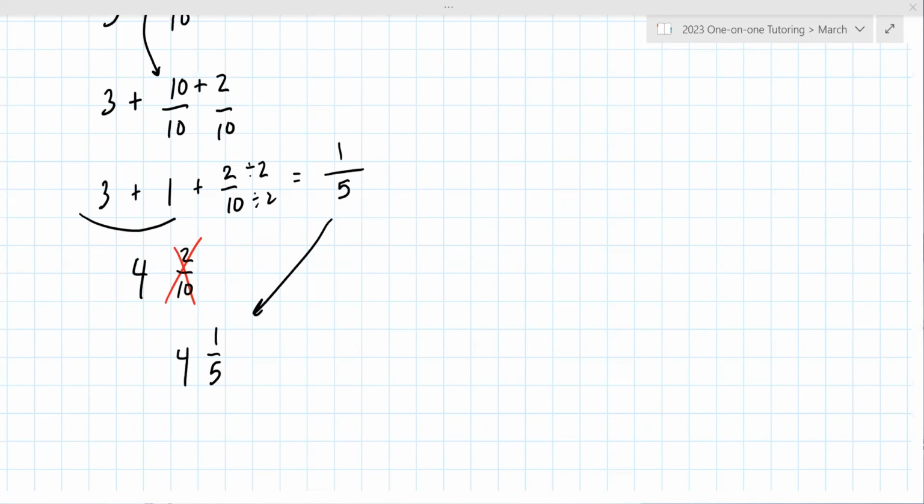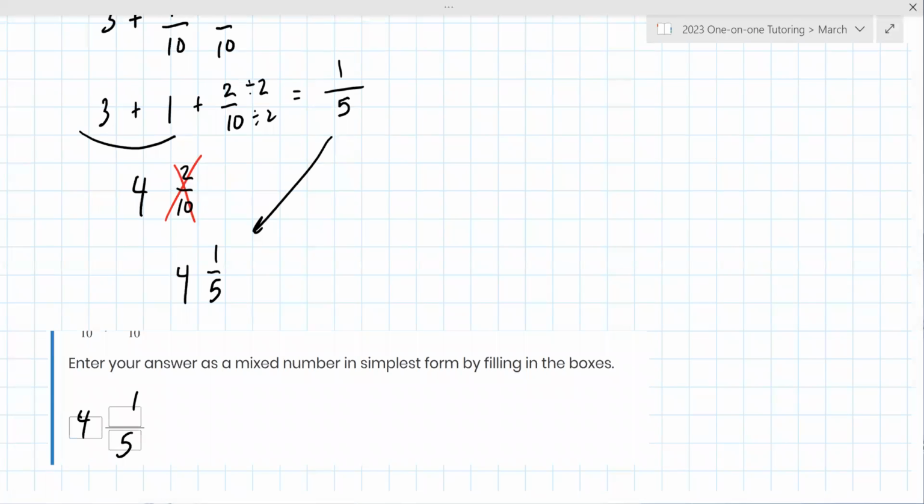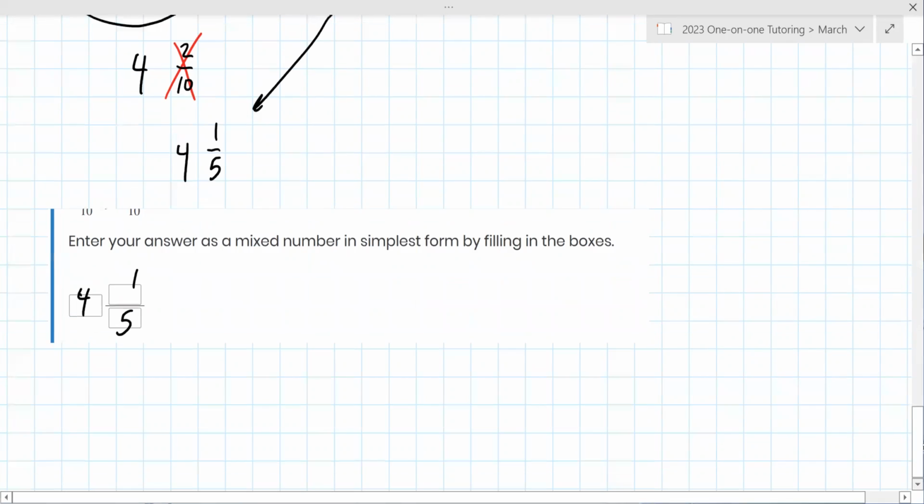So in terms of what goes in the boxes, it's 4 and 1/5. Okay, so let's try a couple more like this before we move on to new problems. Let me know when you get that down.